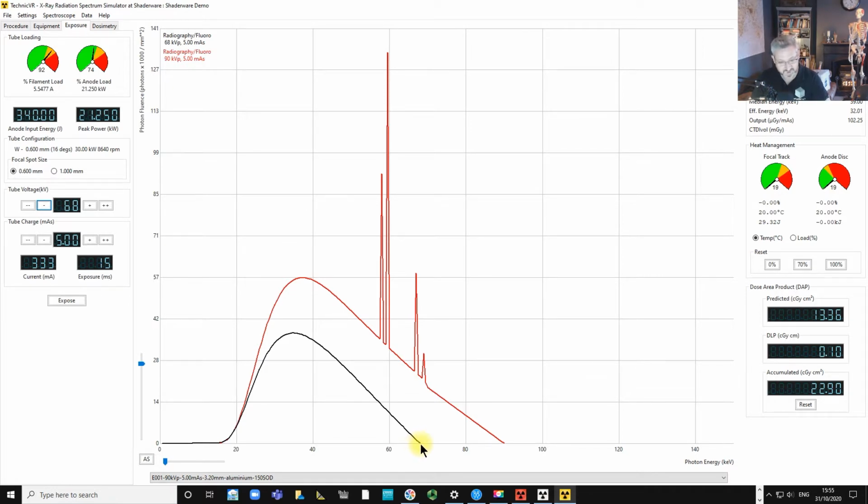So in this case, the maximum energy is 68 kiloelectron volts. But the mean energy is somewhere around 35. In fact, if we look it up here, it says that the mean energy is 39 kiloelectron volts for this beam. And if we go up to 90 again, then the mean energy is 47 kiloelectron volts.